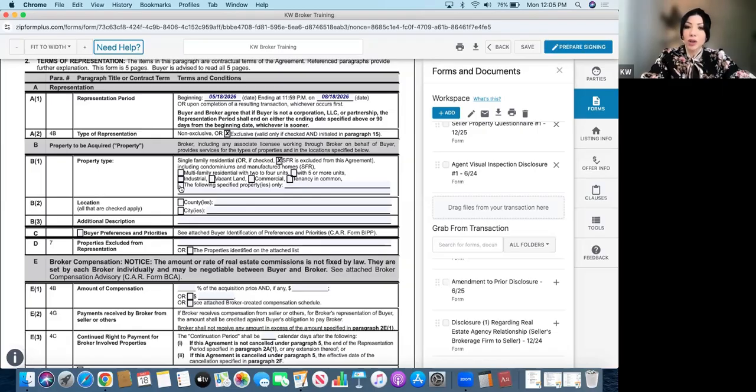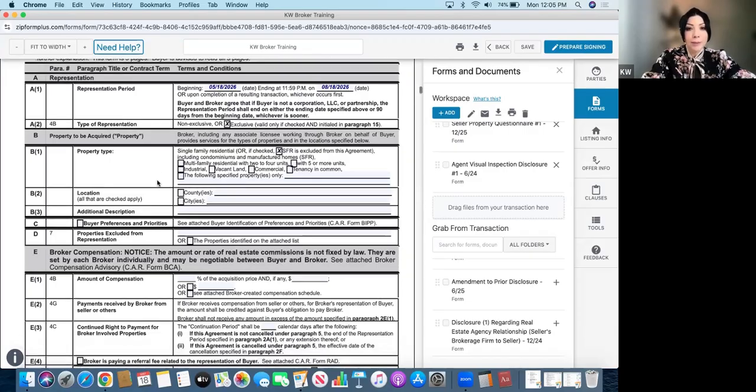Or if it's only a certain property, say you're the listing agent and they say they just want to take a look at this one property you're listing, or there's a couple of properties they want to see, you can click here and list the actual property addresses. That's where you would specify if it's more limited. But for the sake of this template, we are going to leave it as clean and standard as possible. So, single family residence.